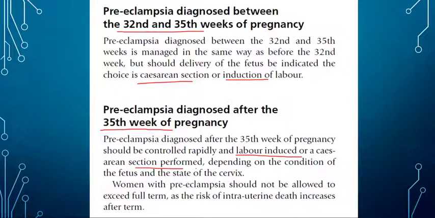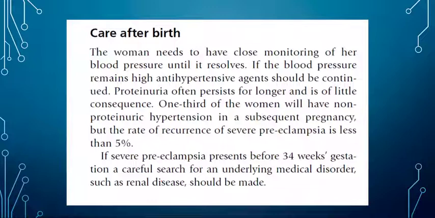It is important that women with preeclampsia should not be allowed to exceed full term, because the risk of intrauterine death increases after term. So that's why if it's 35 or 36 weeks, you go for delivery either by induction of labor or by cesarean section.